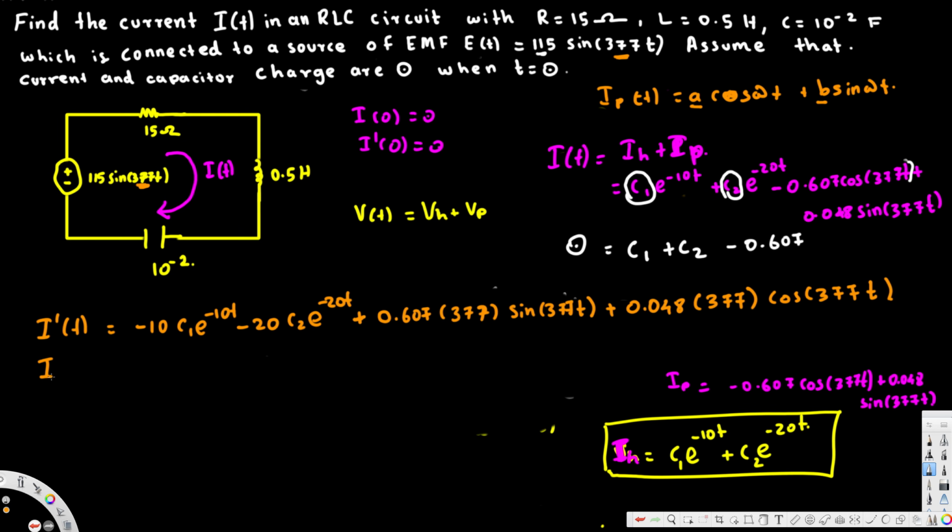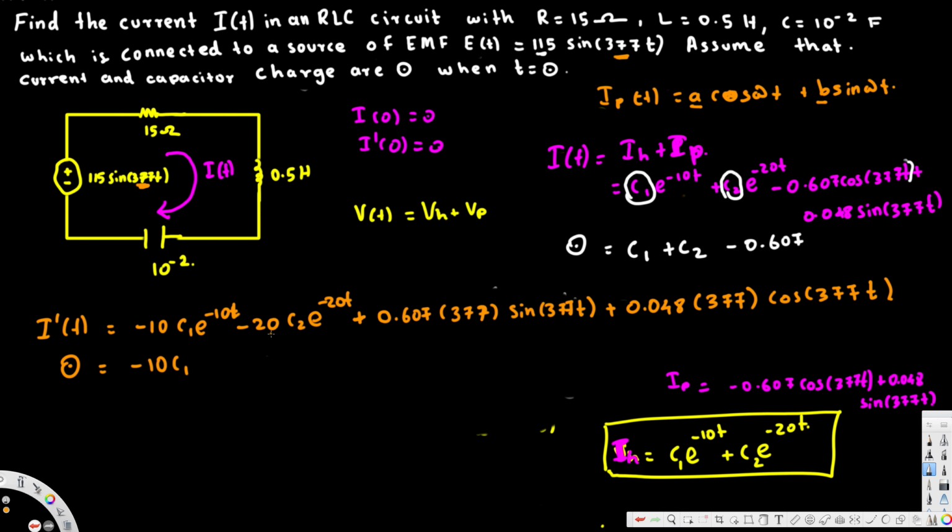Second initial condition says that I prime of 0 is equal to 0. So directly we can plug 0 right here because I prime of 0 is equal to 0. So we put 0 right here, and also we are going to plug 0 for all the time in our equation. So for the first one, we are going to have negative 10 c1, because this e power negative 10t will become e power 0 because this t is equal to 0. So negative 10 times 0 is 0, and e power 0 is equal to 1, so we can eliminate this one.